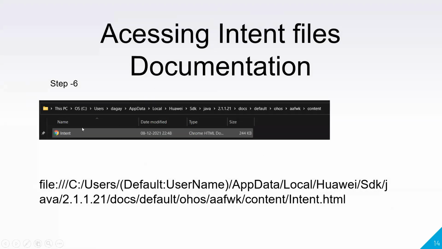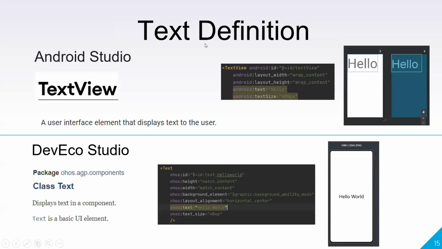You can find the indentation link by following these paths. As you can see here, I have gone to user, then default username, where you have saved the files. Now you can see app data, local, Huawei SDK, and in this way you can go to the intent file, which will help you during the development of the library.